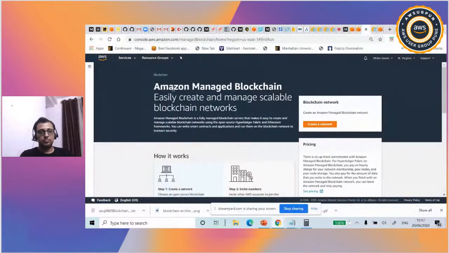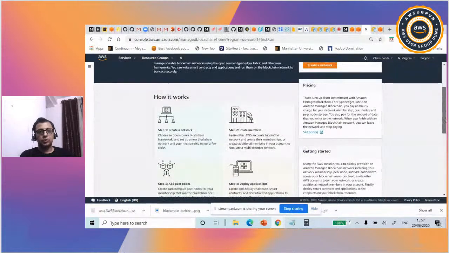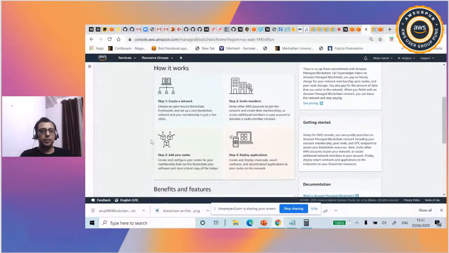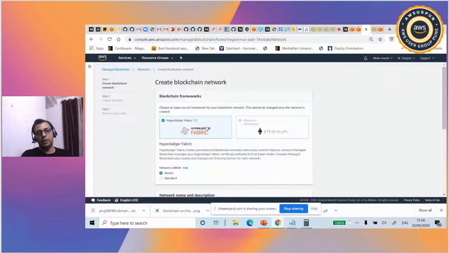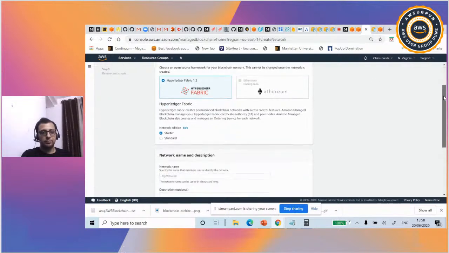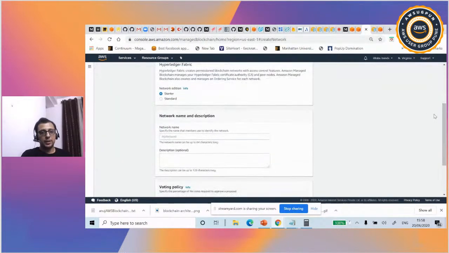So you can create a network, invite members, add peer nodes, and deploy applications. This is a fully managed service provided for blockchain. But the coding and the smart contracts and everything remain that of Hyperledger. It's not that Amazon said, okay, we brought our own blockchain. If you are using Hyperledger, you can use it. But if not, you need to wait. So I will set up.